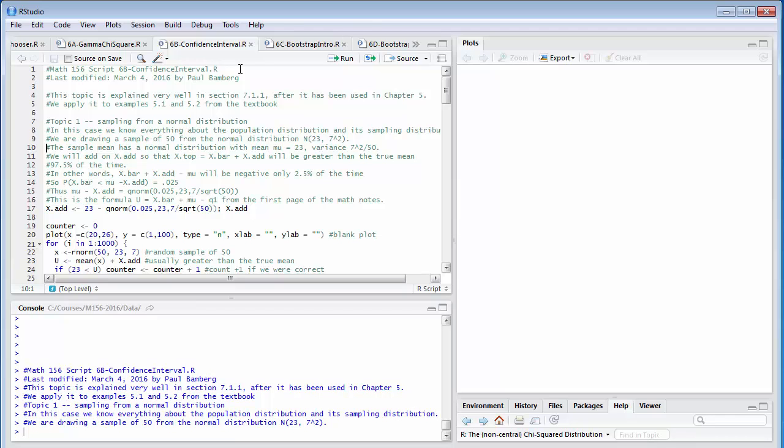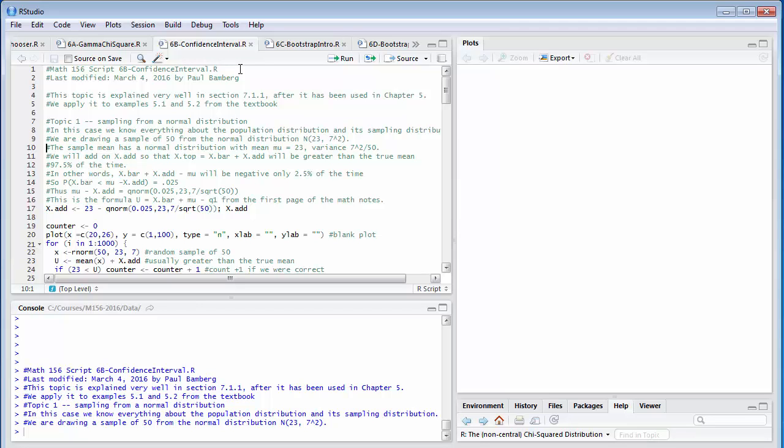Recall that when you take the sample mean, you divide the variance by the sample size. So the variance for the sample will be 7 squared over 50. Now, if we take the sample mean, we've got a 50% chance of getting something that's less than the expectation 23, a 50% chance of getting something that's greater. And what we'd like to do is come up with a number that's got a pretty high probability of being greater than the true mean.